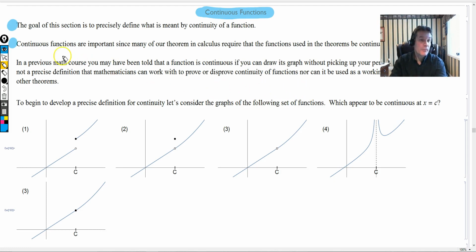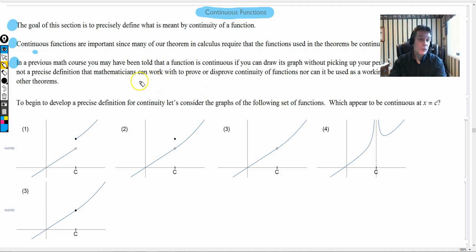Now in a previous math course, you may have been told that a function is continuous if you can draw a graph without picking up your pencil. Now that's perfectly true, and that's a starting point for defining what continuity means, but it's not really a definition that we can work with to precisely prove or disprove that a function is continuous or not, nor can we use it in the proof of other theorems. So we need to come up with a very precise definition.